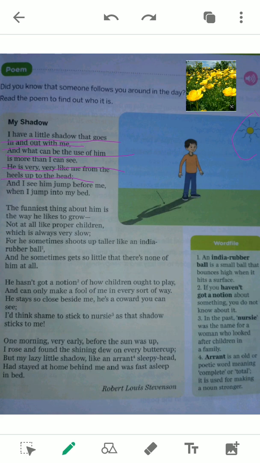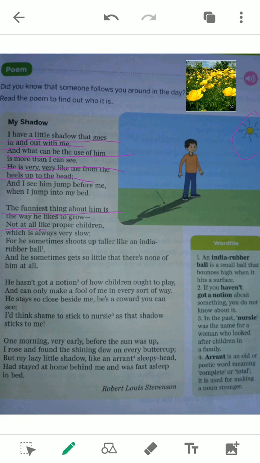Okay, next we come to the third stanza. The funniest thing about him is the way he likes to grow. What is the funniest thing about him? The process of his growth. The way in which the child grows is the funniest thing about him. How does the child grow? Let us see what is so funny about this.